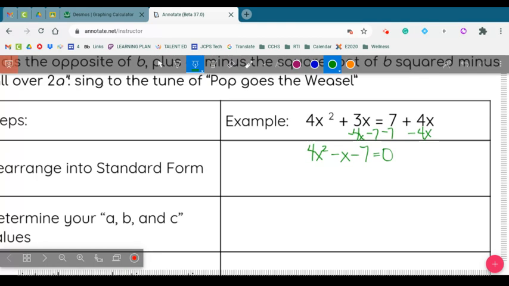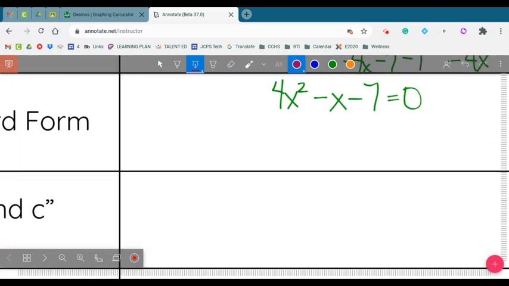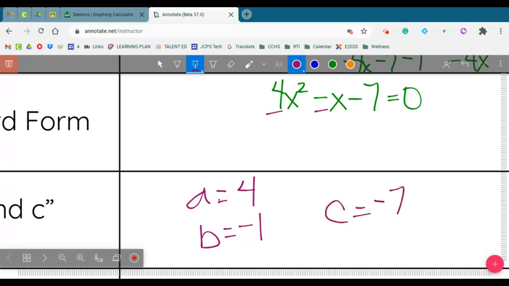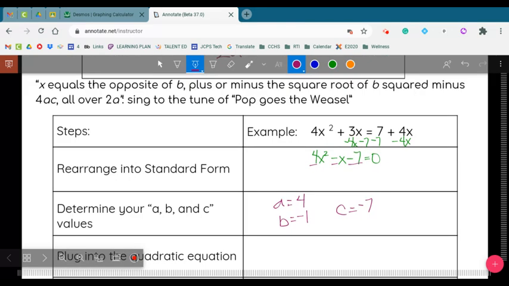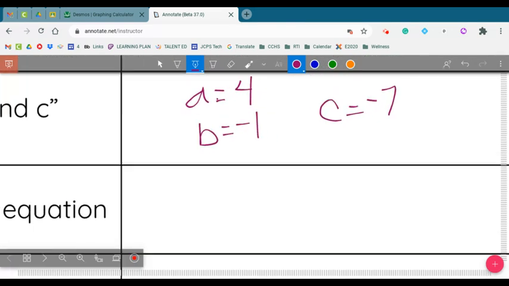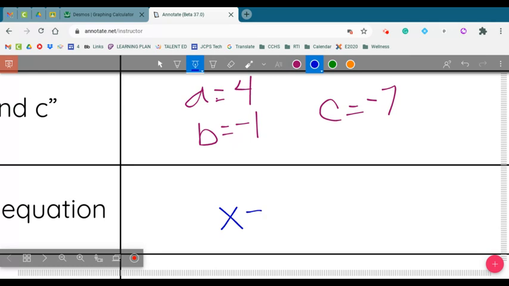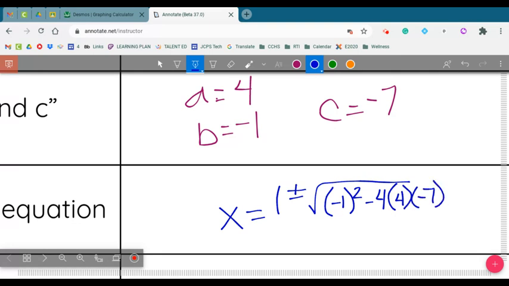Our next step is to identify our a, b, and c. So our a is 4. Our b is negative 1, so it's the number in front of our x, and then our c is negative 7. Then we're going to take this and plug this into the quadratic formula, which is what we did yesterday. So x equals negative our b, so it's going to change to a positive 1, plus or minus the square root, b squared, so negative 1 squared, minus 4 times my a value, times my c value, all over 2 times my a value, which is 4.